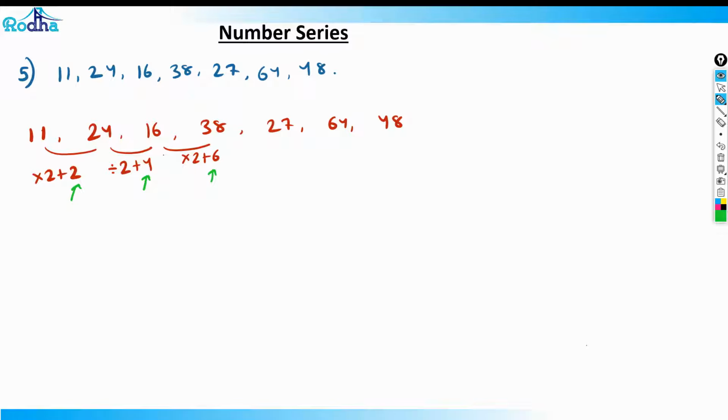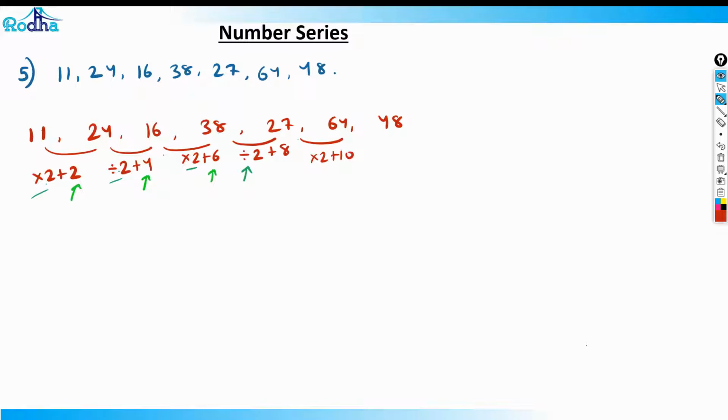Let's try to observe further. Now 38 to 27. Let's divide by 2 again. So divide by 2 is 19, and 19 plus 8. So yes, there is some pattern here, right? Divide by 2 plus 8. Okay, so you got that. Into 2, divide by 2, into 2, divide by 2, into 2, divide by 2, plus 2, plus 4, plus 6, plus 8. That's the pattern. Okay, so again it should be into 2 plus 10.